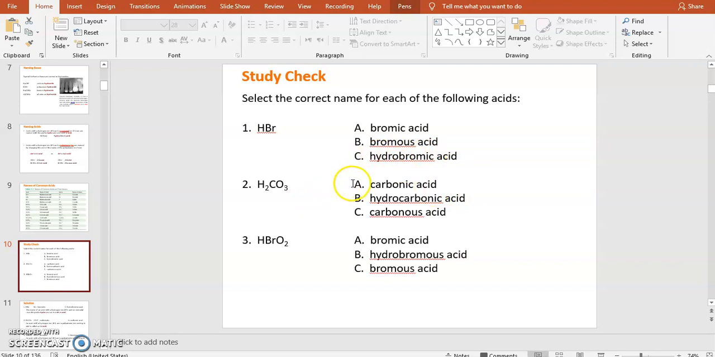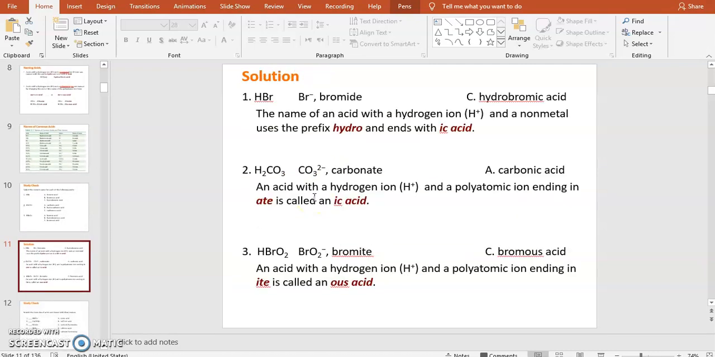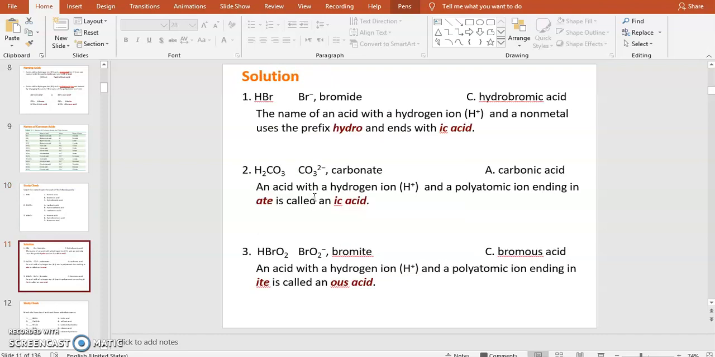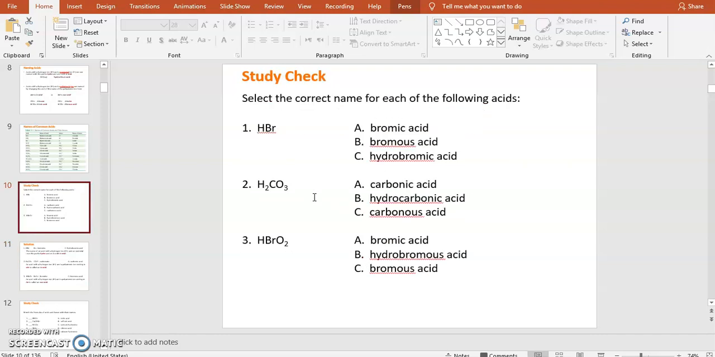H2CO3, so CO3 is carbonate. So this acid will be carbonic acid, because carbonate, ATE, carbonic acid. BrO2 is a polyatomic ion called bromite. So it will be bromous acid. Bromous acid.